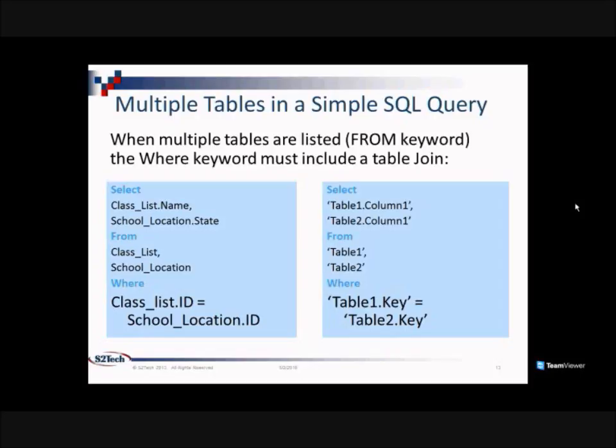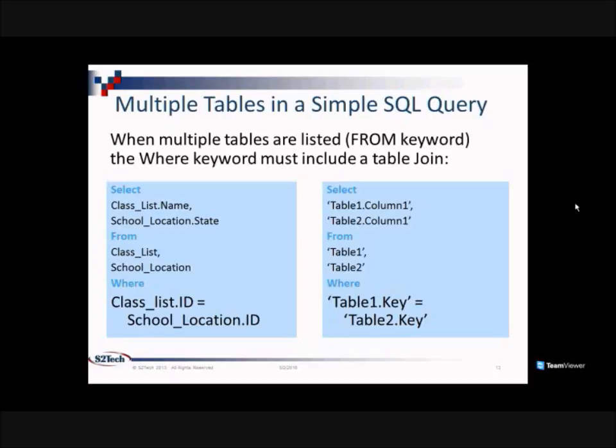I want to make sure that I'm getting the record from the school location table that contains the state for the same record, the same key as the name that I'm pulling out of the class list table. So the table join statement is always joined by virtue of an equal, because we're always talking about an equal condition. The ID in the class list table must equal the ID in the school location table.